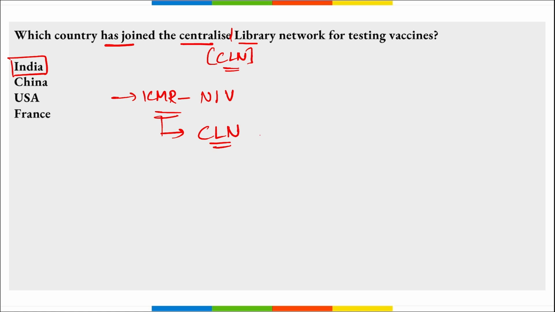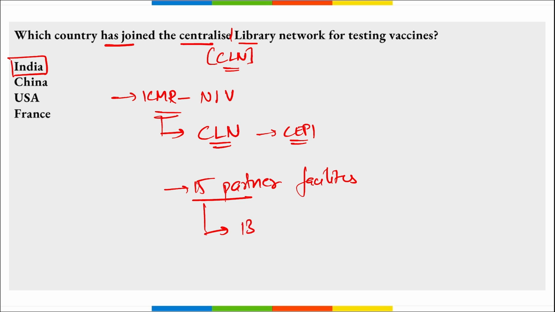Correct? And this is for the CEPI. That is, what is CEPI? It stands for Coalition for Epidemic Preparedness Innovation. Right? This organization works together to test vaccines that can be used during a pandemic, for example, such as COVID-19. Correct? As of May 30, 5 new members based in Africa and India joined the CLN network, and currently it has a total of 15 partners, or we can say 15 partner facilities. Correct? And these 15 partner facilities are located in 13 countries.